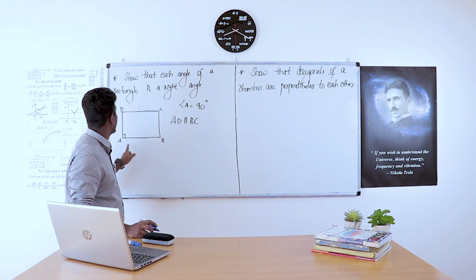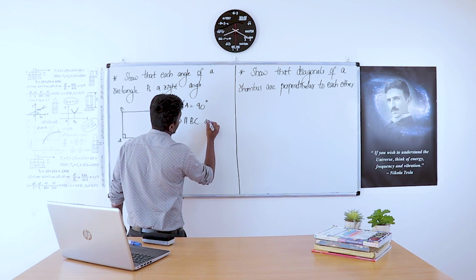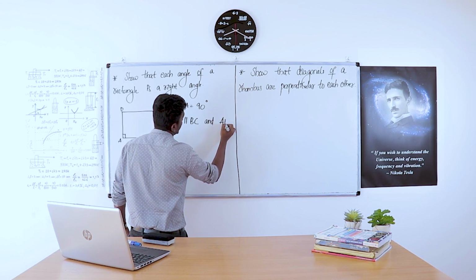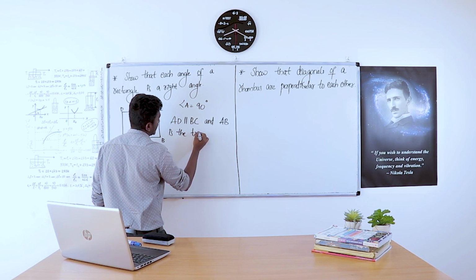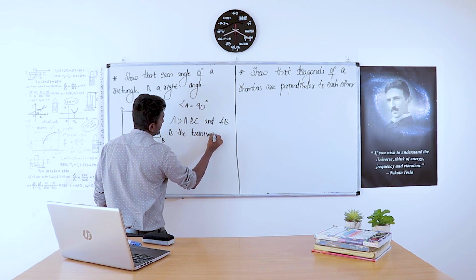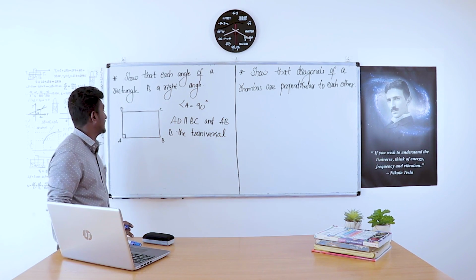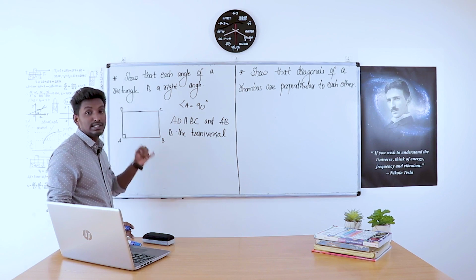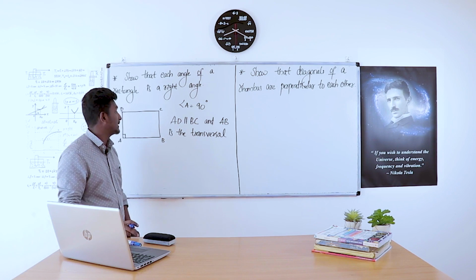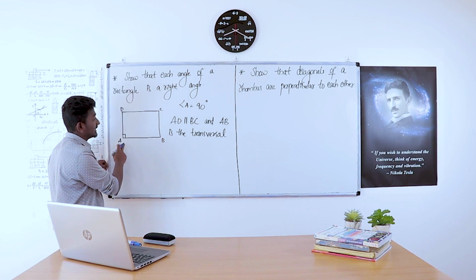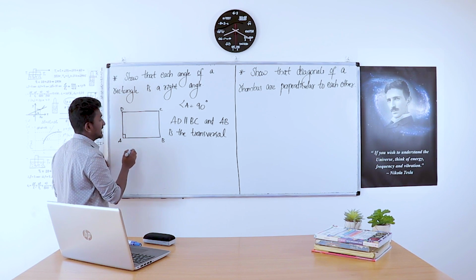Now AD is parallel to BC and AB is the transversal. When a transversal intersects two parallel lines, we know that alternate interior angles are equal. Interior angles on the same side are supplementary. So now look at this figure. AD and BC are parallel and AB is the transversal.